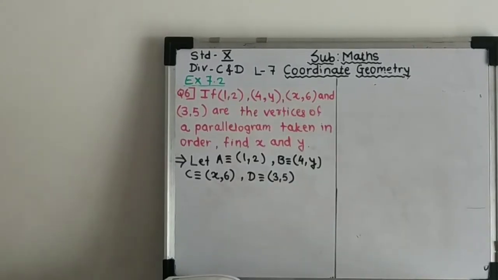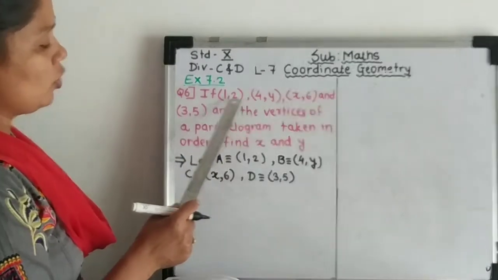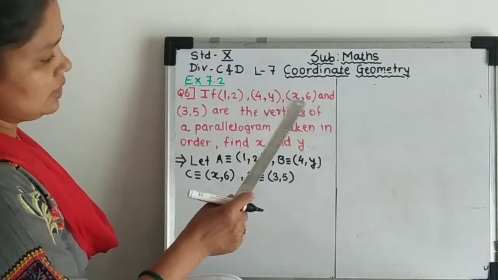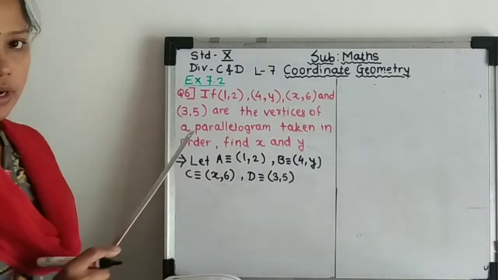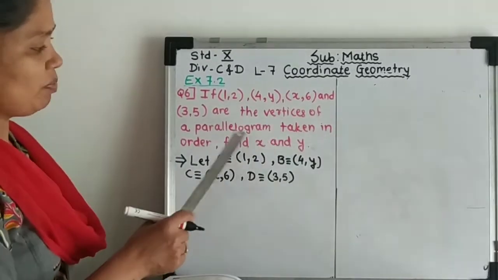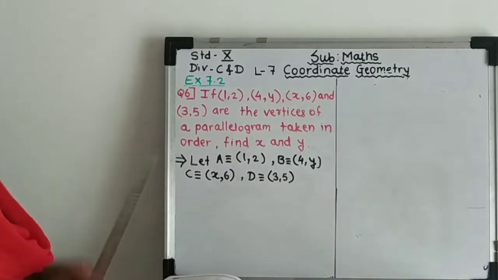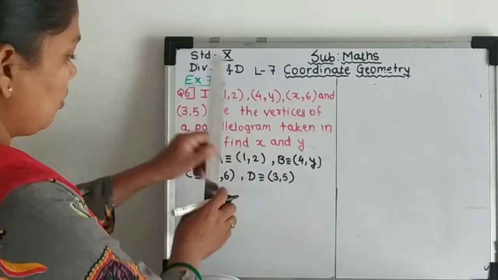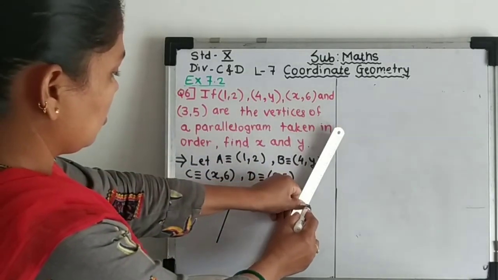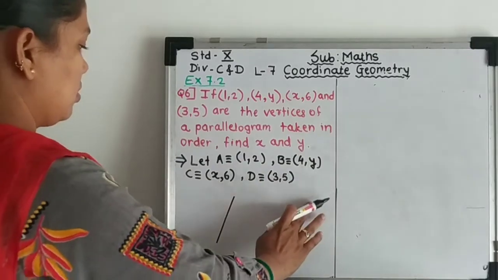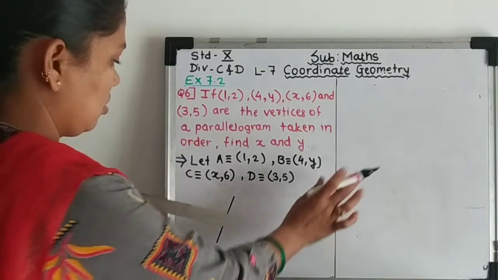See, question number 5 is homework. Question number 6 is what? If (1, 2), (4, y), (x, 6) and (3, 5) are the vertices of a parallelogram taken in order, find x and y. So I'll draw here first of all a parallelogram. You also draw it along with me.